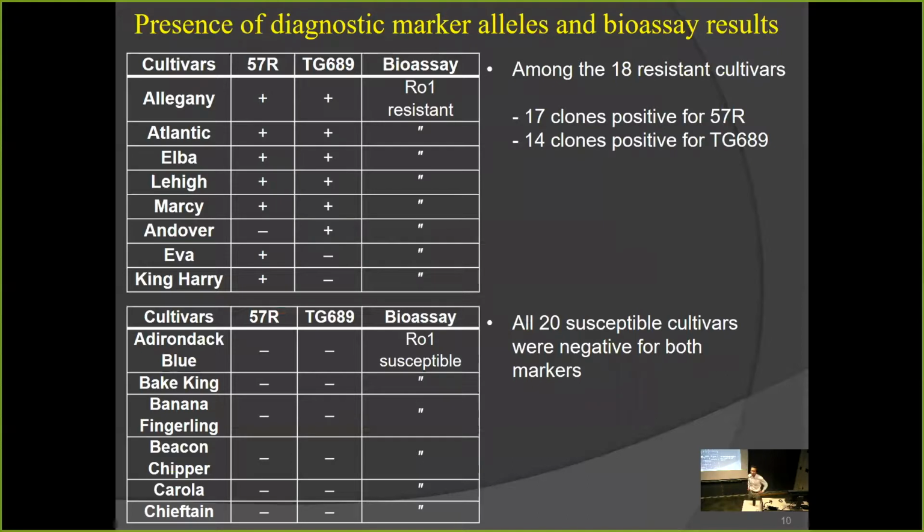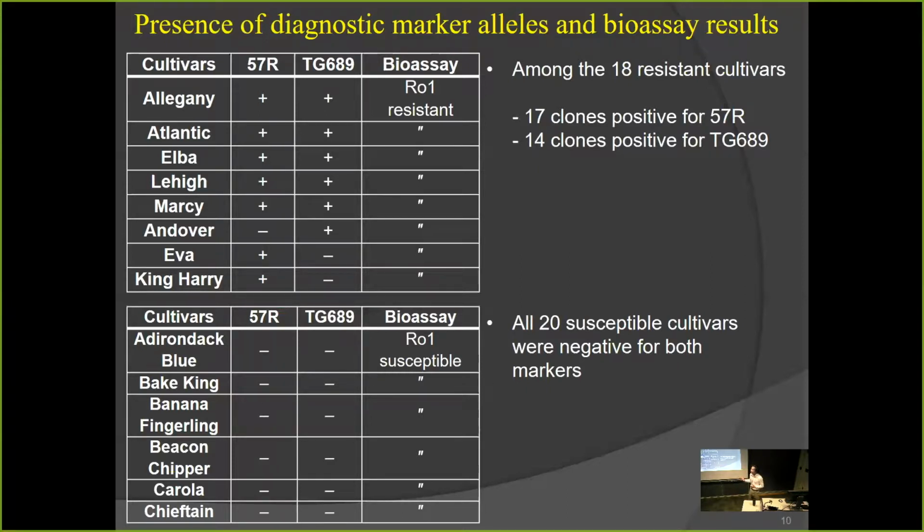So I first tested 38 potato cultivars. And as I expected before, the markers work quite well. For example, when I tested all 20 susceptible cultivars, all PCR tests showed negative results. And when I tested 18 resistant cultivars, 17 of them showed positive for the 57R, and 14 clones were positive for TG689. Of course, there are some exceptions such as Andover, Eva, and King Harry.